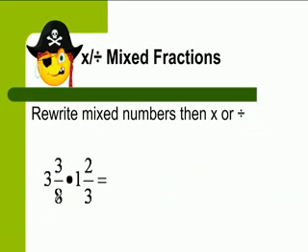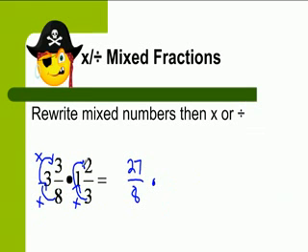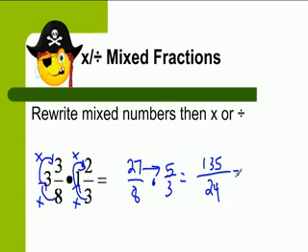So if we have these two, we need to rewrite it first. So 8 times 3 is 24. 24 plus 3 is 27 over 8, times 3 times 1 is 3. 3 plus 2 is 5. Now we can multiply. 27 times 5 is 135 over 8 times 3 is 24. And then we need to simplify that to 5 and 5/8. And I did all of that on my calculator.